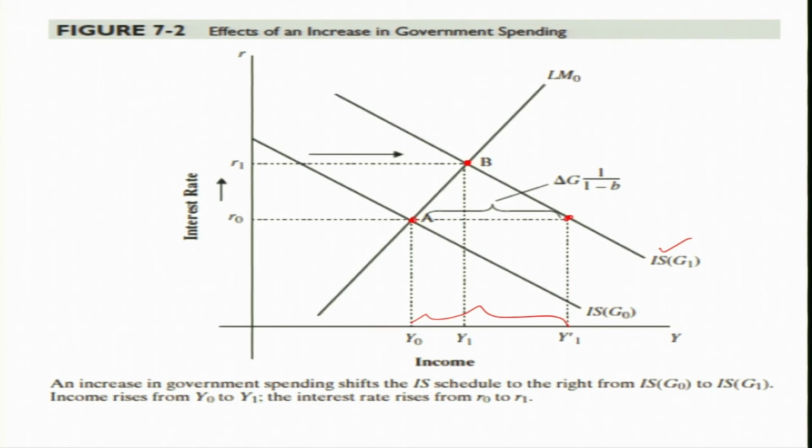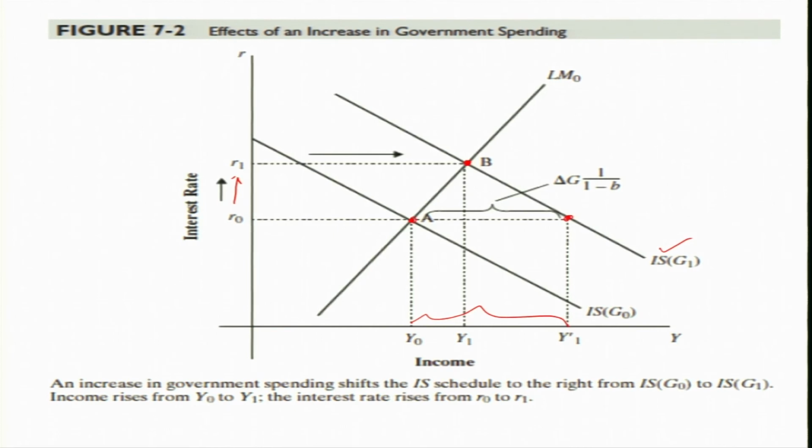There are two reasons why the rate of interest increases. You can see the rate of interest increases from R0 to R1 when there is government expenditure. The force pushing up income is the increase in, first we need to see the income is increasing from Y0 to Y1 and Y hat 1.